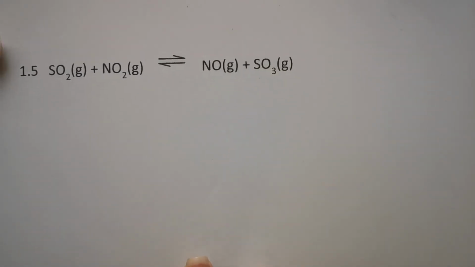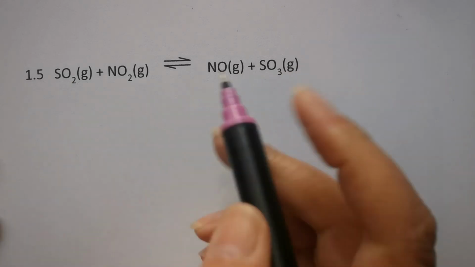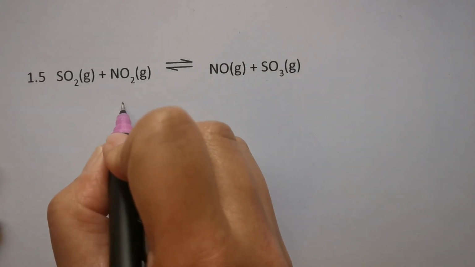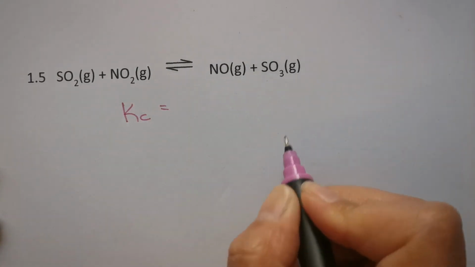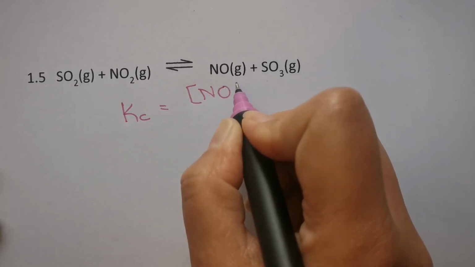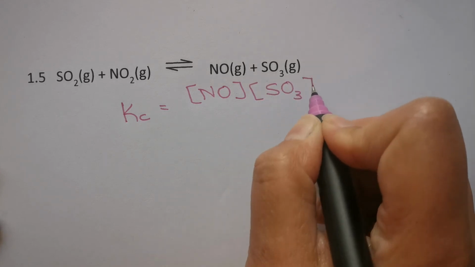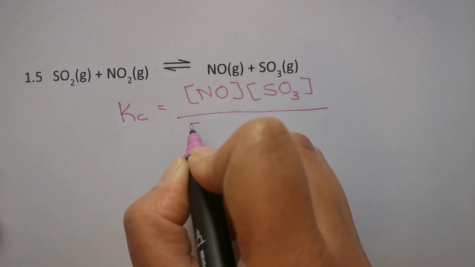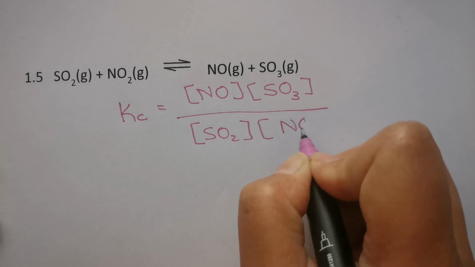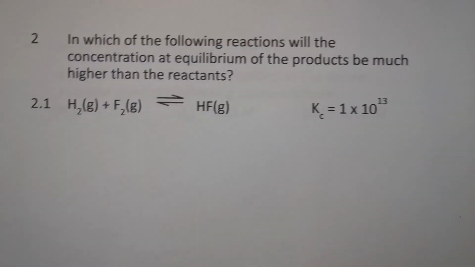Let's do the last one for this page. Please note that it's very important that you check that your reaction is balanced first before you get started, so that you make sure that you write this down correctly. So Kc is going to be equal to concentration of my products. Yes, there's the second product over. Let's have a look at the reactants. SO2 and NO2 concentration. All right, good stuff.